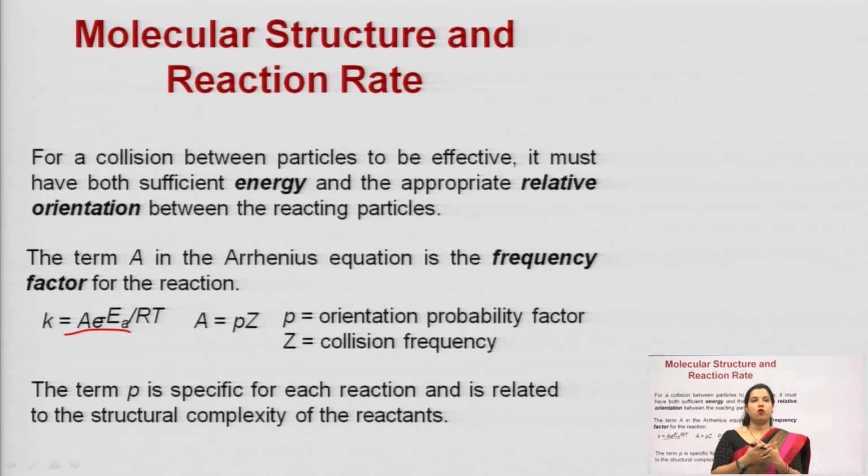P is specific for each reaction, that is orientation, the active form of the drug or the most reactive form of the particle taking place in the reaction, and it is related to the structural complexity of the reactants, such that the L form is more active than the D form. This is how an enantiomer is more effective than the normal one. Depending on its structural composition, the P value gives its orientation probability factor, and Z is the collision frequency. That is how we identify A, the frequency factor, using the Arrhenius equation.